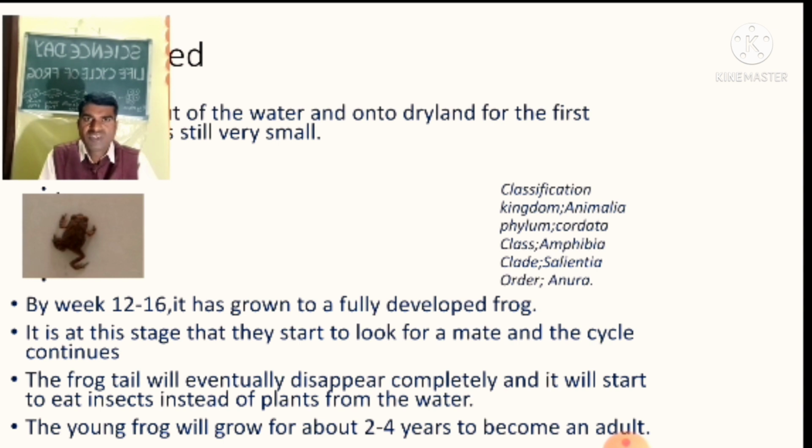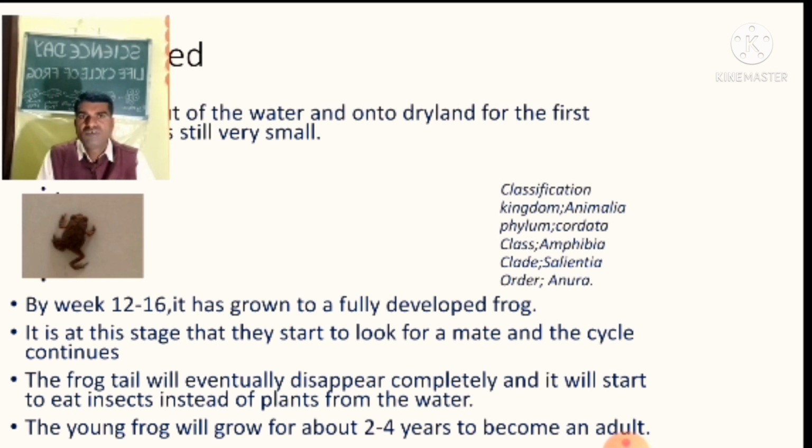The frog's tail will eventually disappear completely and it will start to eat insects instead of plants from the water. Somewhat, insects they are taking. Generally frogs have a bifurcated tongue. Okay, when insects are biting here, at that time they are catching the food material.